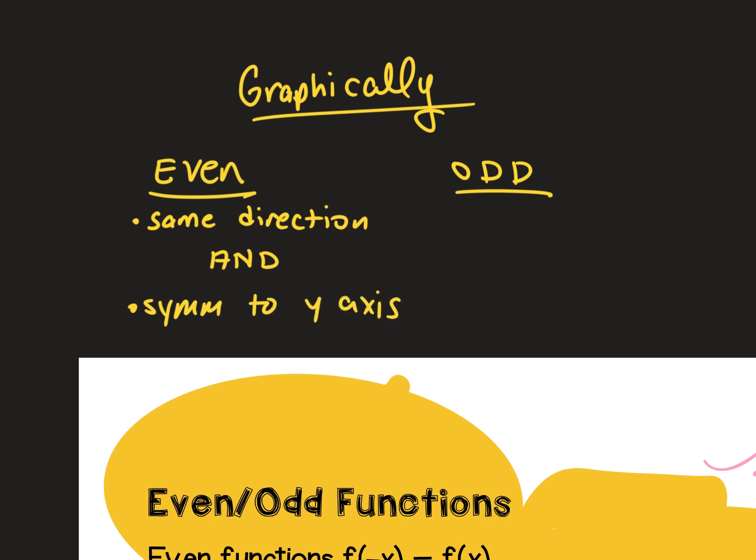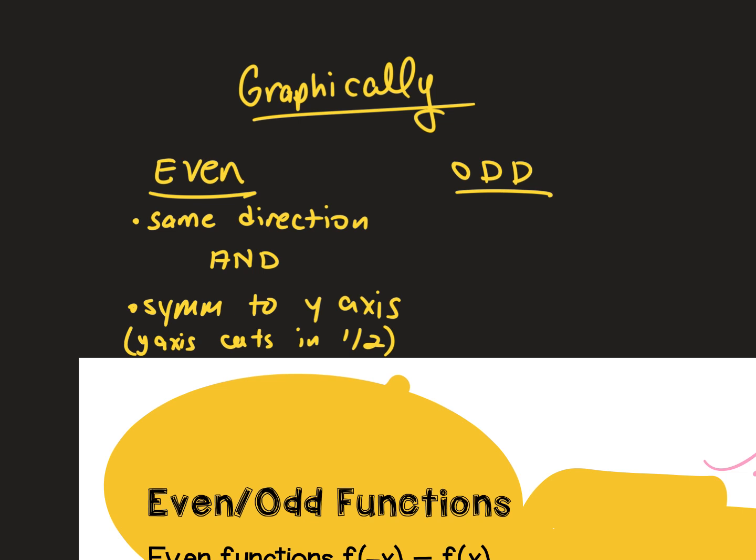What does that mean if it's symmetric to the y-axis? The y-axis cuts it in half, right? So if a function is even, the direction of the arrows is the same. They're either both going up, they're both going down, and it has to be symmetric to the y-axis.